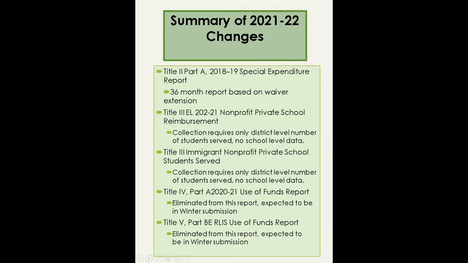Title III, English learner, there are some changes in the reimbursement on both the EL and immigrant forms. Essentially, they've been simplified. And then the last two were removed. Your Title IV, last year you had a use of funds report, that's not in it. And also for rural schools, their report's missing. So you can see most of them are either simplified or removed, some of the reports.